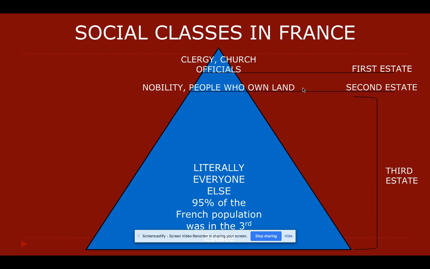So I want you to think about this. If none of these two are paying taxes, where is all of the money coming from? Ta-da, here it is. This is literally everyone else. This is the third estate. One thing you understand about the third estate is this population is very diverse. You might have farmers and peasants that would be part of this third estate.